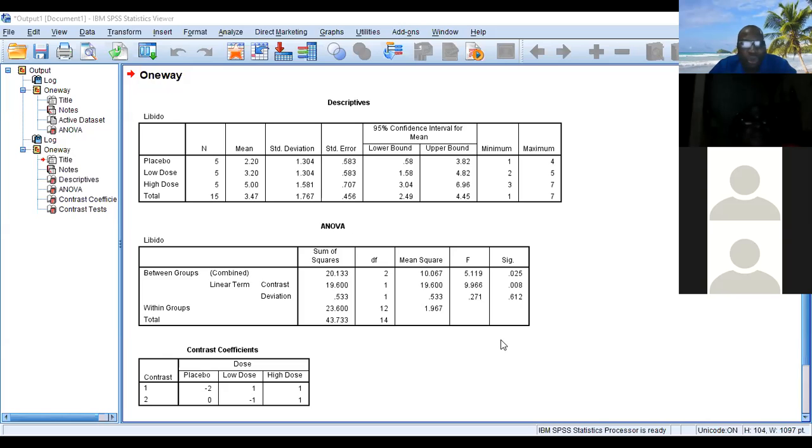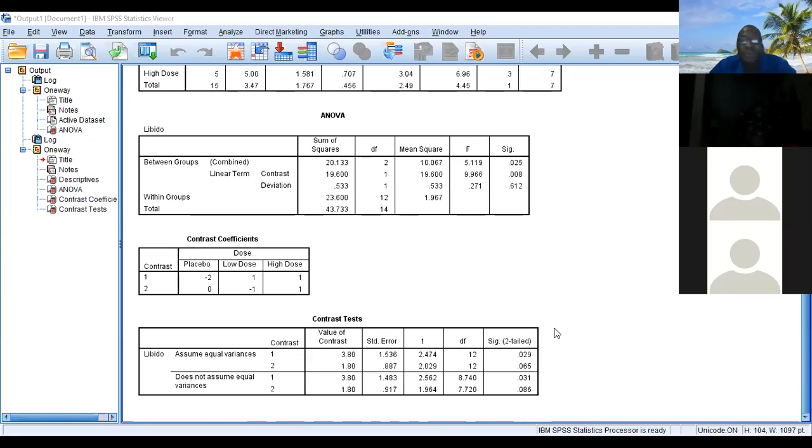Now you scroll down. If you come to the contrast, can you see now? Look at the value of the first contrast, 3.8, and look at the T. So the first contrast is significant. You compare the combination of low dose and high dose against the placebo. It shows that there's a difference between people that took something and people that didn't take anything. Look at the p-value, 0.029.